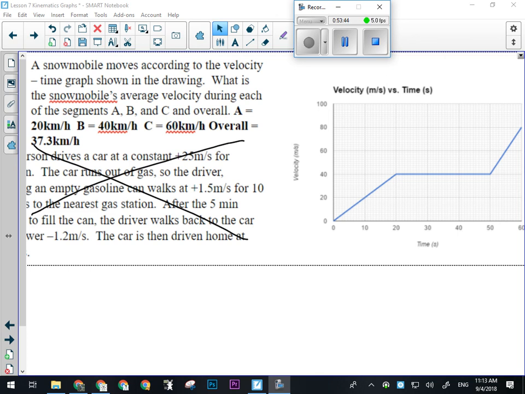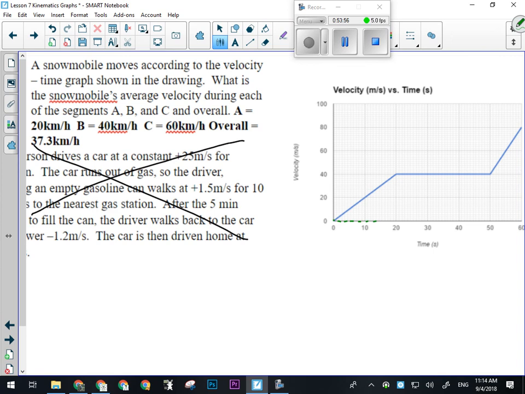Okay, so let's have a look at this. If I want to calculate the average velocity over the whole trip, the first thing I need is the total displacement. We were talking about how that's like the area underneath the line, so we can look at it in terms of shapes here. This triangle here would be the average velocity, 20, times the time, 20. That would give me the total displacement during this time, right?